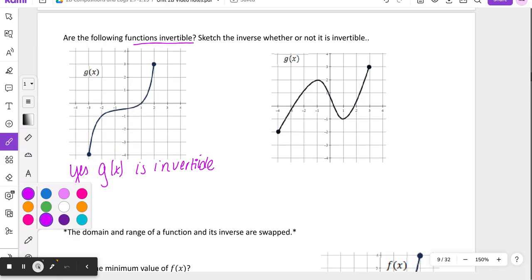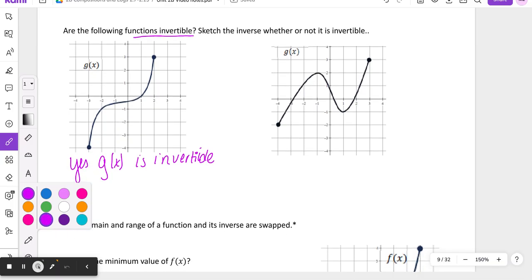And then it wants us to sketch the inverse. So let's see, we got the point -3, -4. So we're going to go -4, -3. I'm going to plot this point, which is at -2, -1. So -1, -2. It's going to kind of come this way. Let's do this y-intercept. Somewhere between 0 and -1.